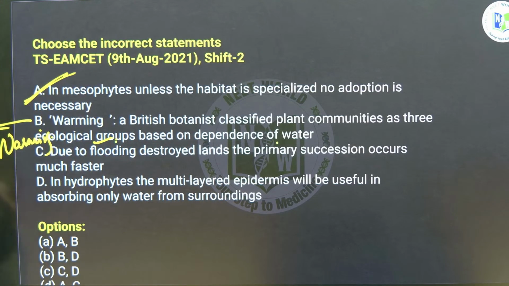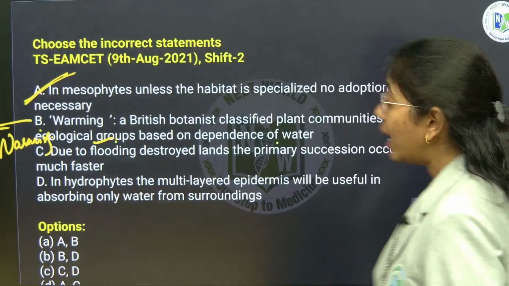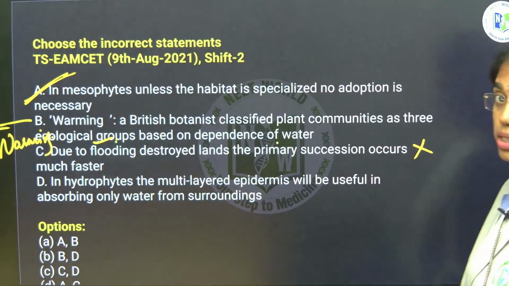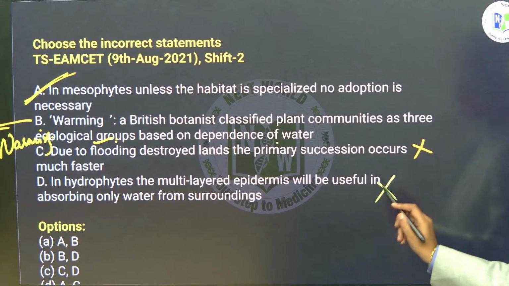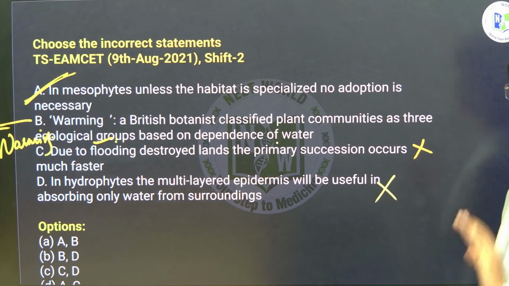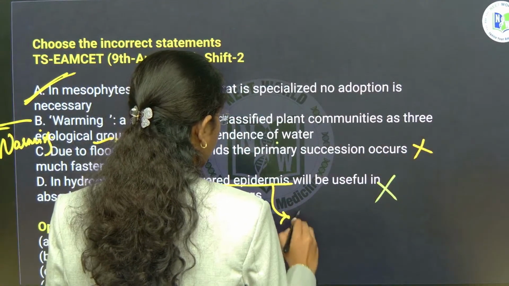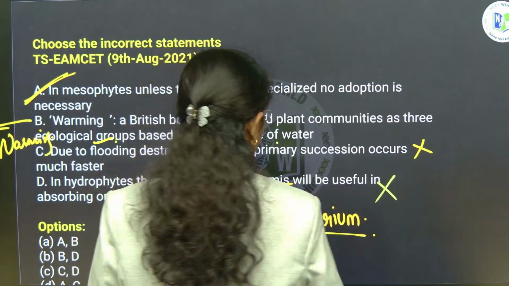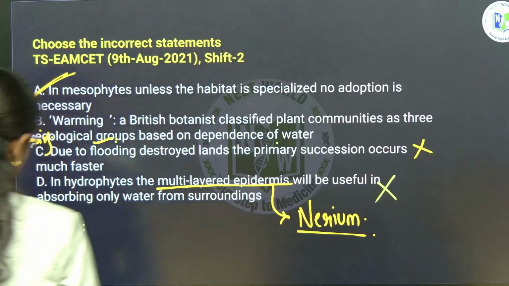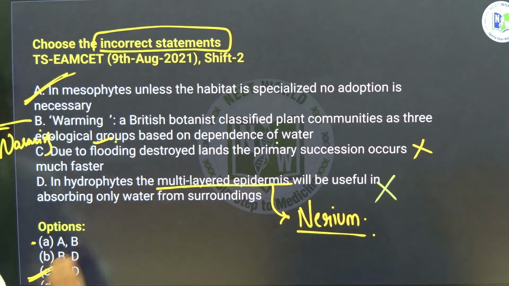Due to flooding destroyed lands, the primary succession occurs more faster. No, it is secondary succession, not primary succession. In hydrophytes, the multi-layered epidermis will be useful in absorbing only water from surrounding snow. Multi-layered epidermis is not seen in hydrophytes. It is observed in plants like Nerium. Fine, right. So, here A and B are correct. Asked us incorrect statements, right. So, the answer will be C and D.